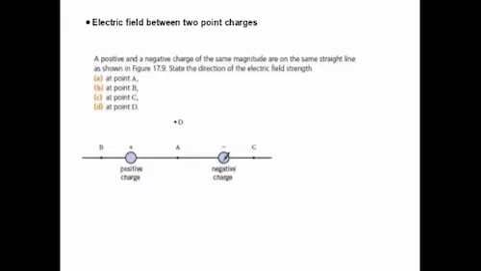Now we have here two point charges. Okay, this is 1, this is 2. There are some points between: A is a point, B is a point here, C a point here, D a point here. How to get the direction of the electric field at a point between two point charges.